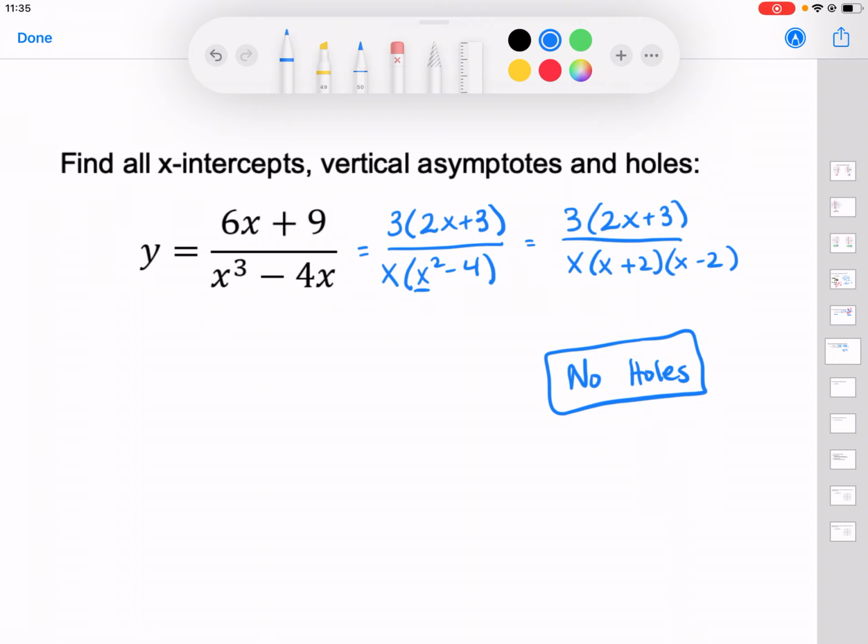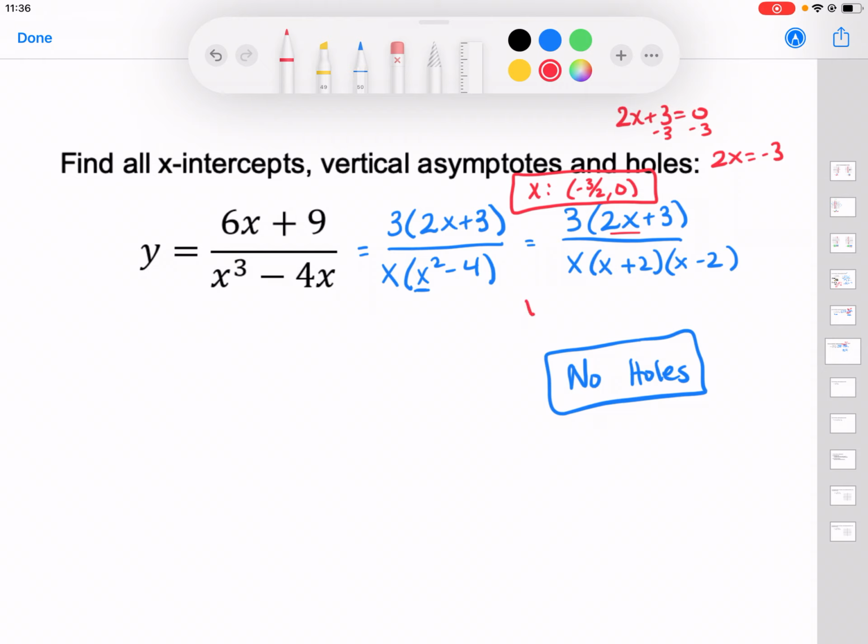Second thing we're going to do is our x-intercepts. We're just going to find zeros of each of the numerator's factors. So 3 doesn't have an x, so we skip that one. For 2x plus 3, if you're not sure what that zero is, set it equal to 0 and solve. So subtract 3, divide by 2, and you get x equals negative 3 halves. And our y value is always 0. So that's our x-intercept.